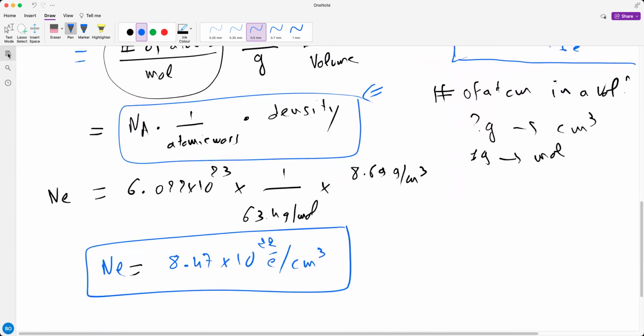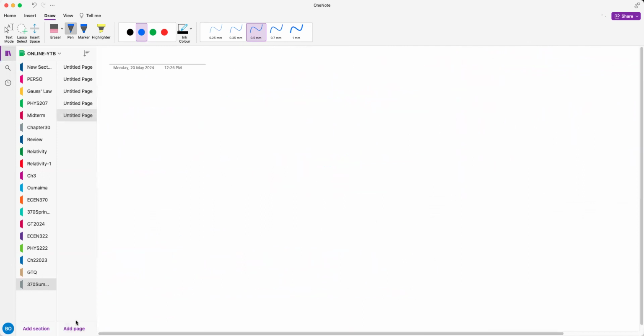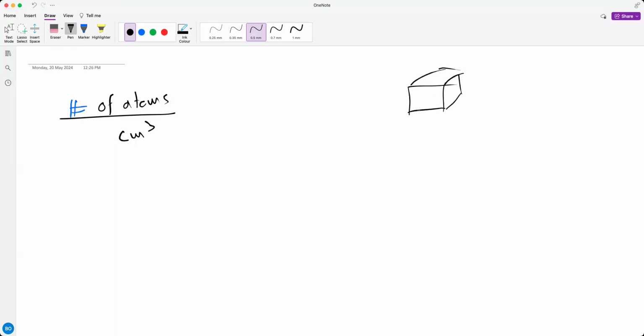Okay, so let me add one page so that I can explain it. I want to calculate the number of atoms per cubic centimeter. In 1 cubic centimeter, how many atoms do I have? This is what I want. So the first thing I want to calculate is how many atoms we have in this volume in cubic centimeters.